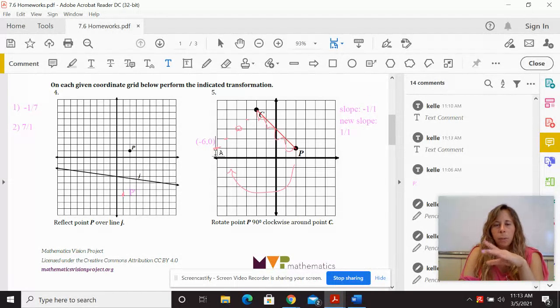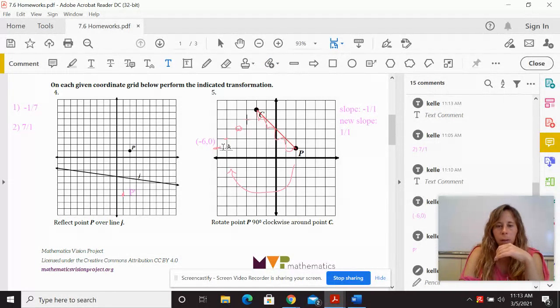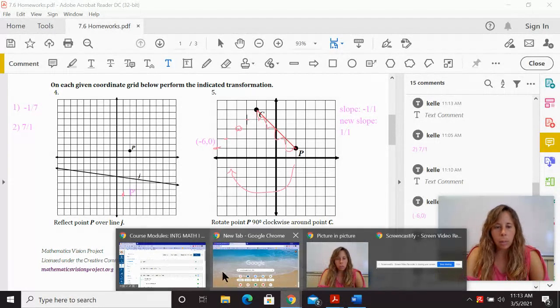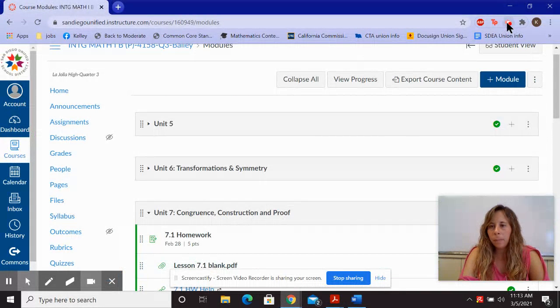Okay, so what did we do? We found the slope of line CP. So we connect them with a line. We found the slope. Okay, this line, which I'm going to add in, is going to be perpendicular. It's going to form a 90-degree angle. So let me pause you again and draw in my line so I can show you.